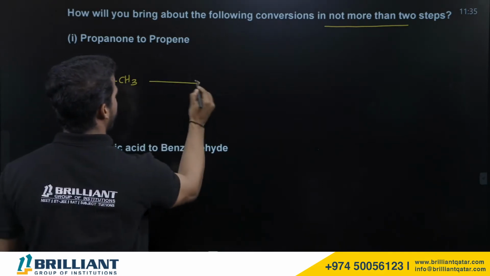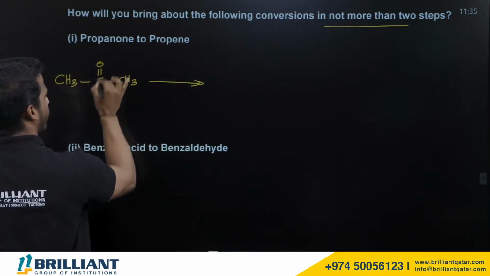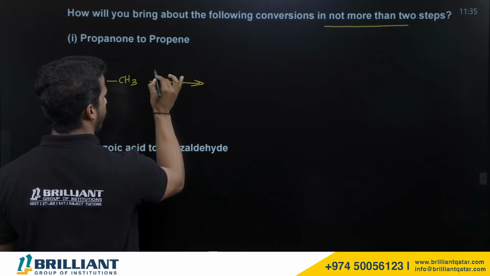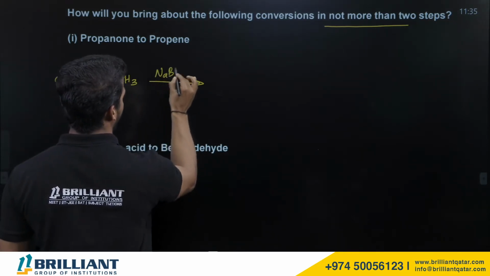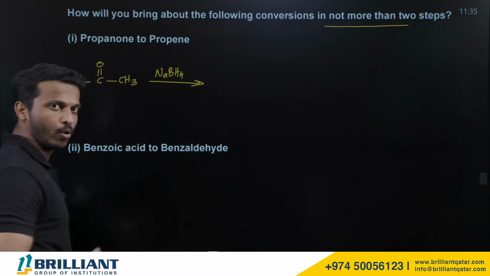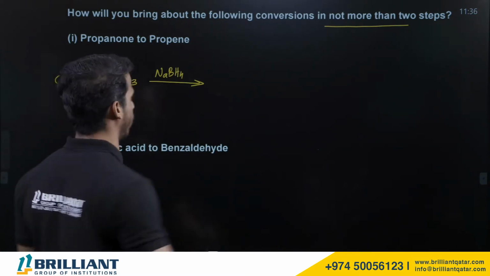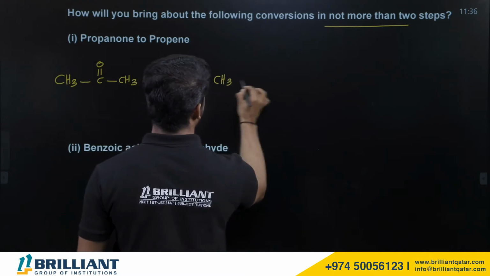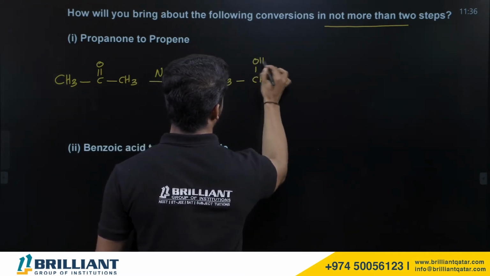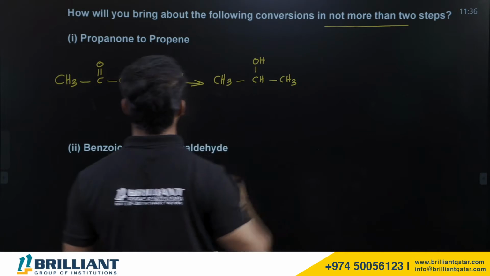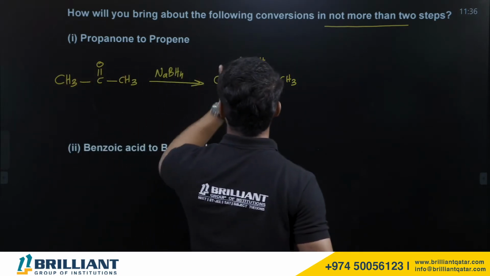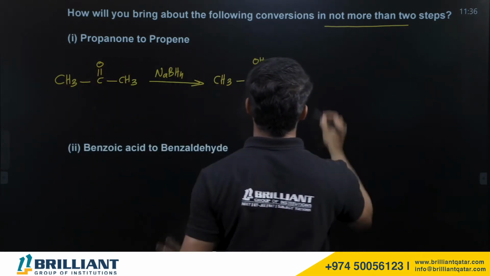So let me do the procedure, dear student. First of all, I want to convert the ketone into alcohol. You know, ketone on reduction, for example I can use NaBH4, sodium borohydride. A ketone on reduction gives a secondary alcohol, right? So what is the secondary alcohol? CH3CHOHCH3. Propanone is converted to propan-2-ol. Ketone on reduction gives secondary alcohol.